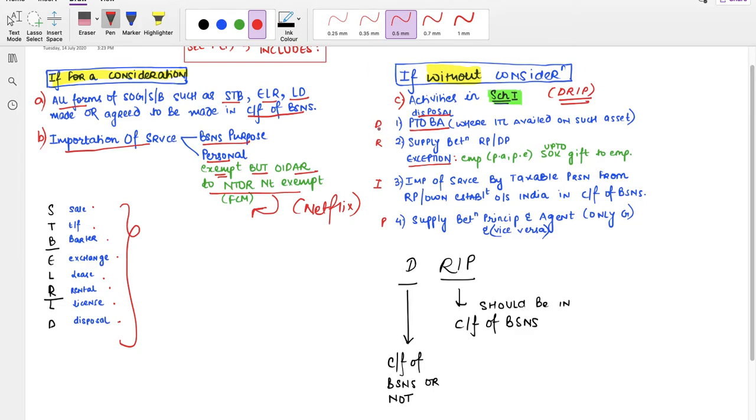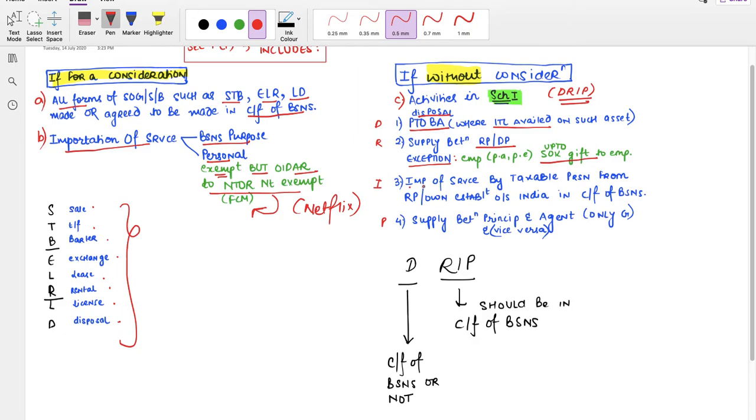Yeah, next, DRIP. D was for disposal of business assets where ITC is availed on such asset. R for supply between related party and distinct person. Related party and distinct person. The exception here we have is employer to employee 50,000 rupees gift. I hope you remember this. If employer gives employee a gift of up to rupees 50,000 value, then it is not a supply. If it is above 50,000, then it will be considered a supply.